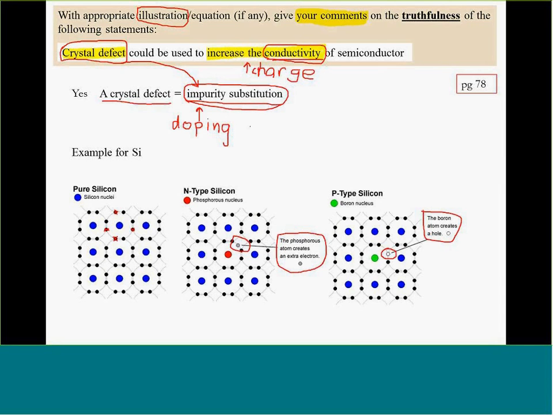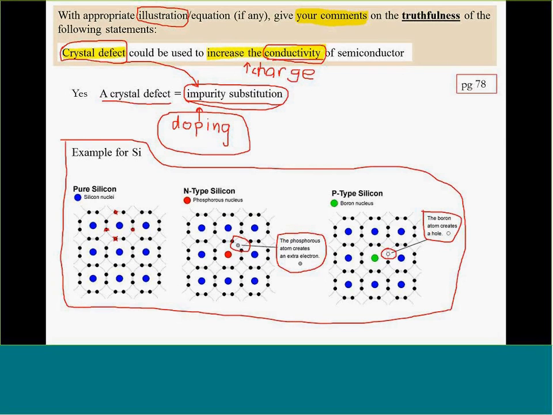All right, so I hope you get the idea now of how you should say it out. If you just say doping, it's also correct, but you need to have all this explanation. Your illustration must really show what it means to increase the conductivity. You cannot just choose any illustration, but it must be congruent with whatever the question is asking. Okay, so that's the first one.